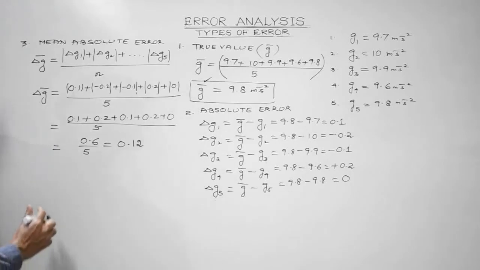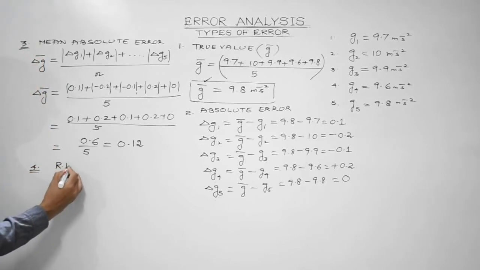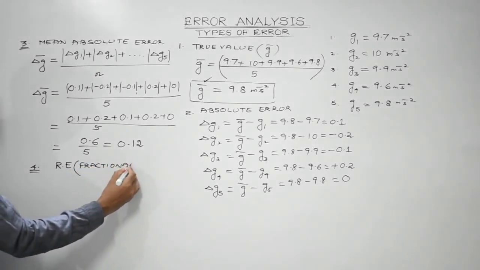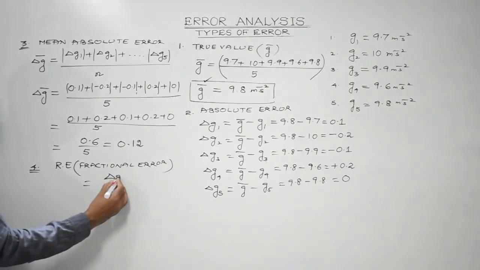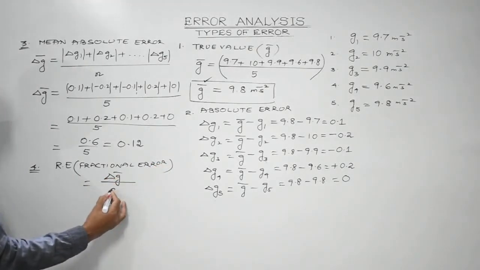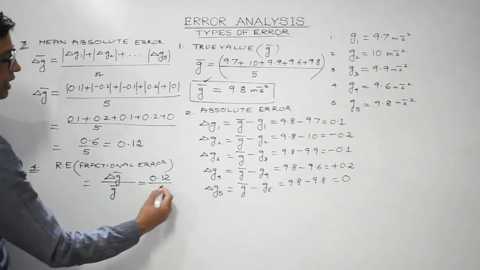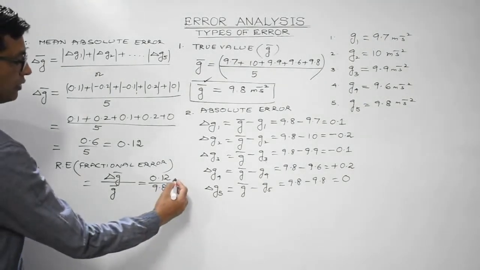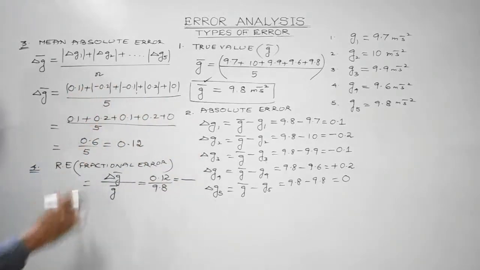Right? Okay. Fourth one. Let's find out relative error, or fractional error. So, what's the formula? Mean absolute error divided by the true value. So, it will be 0.12 divided by 9.8. That can be easily solved. So, that will give you the result. This will be the relative or the fractional error. Right? This you can easily solve.